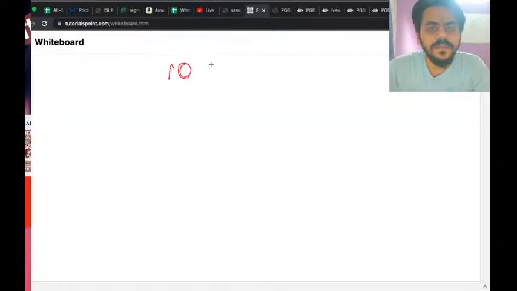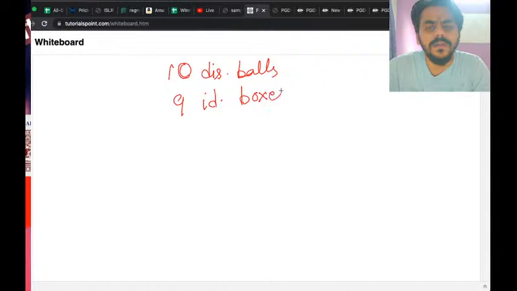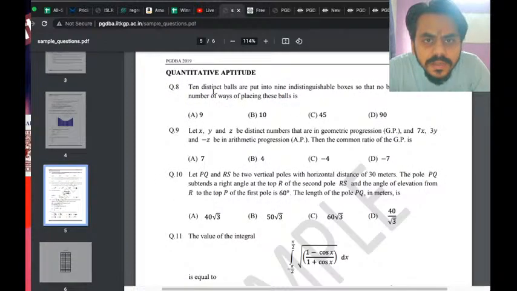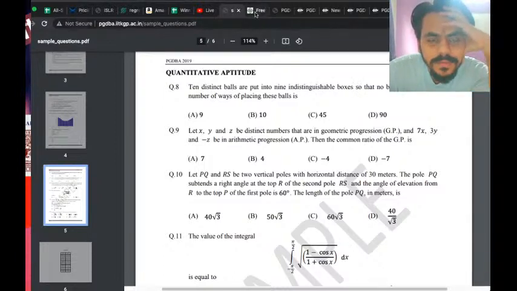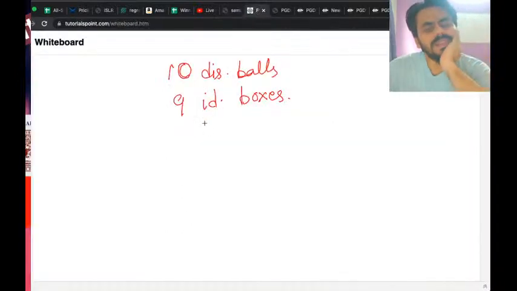10 distinct balls and 9 identical boxes, right? This is the question. 10 distinct balls and 9 identical boxes. Okay, so let's think about it.